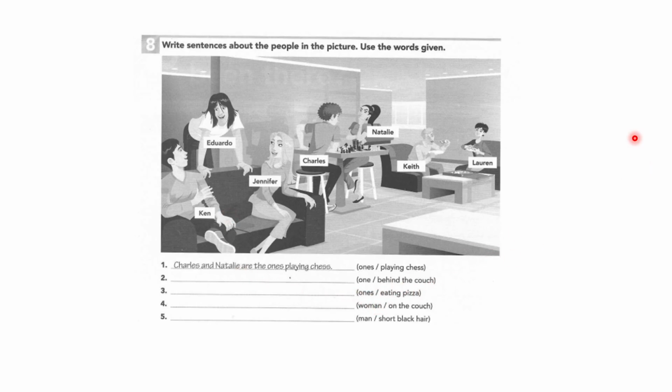Janelle, number three. Kate and Lauren are the ones eating pizza. That's correct, Janelle. Okay, tell me, Jennifer, number four.